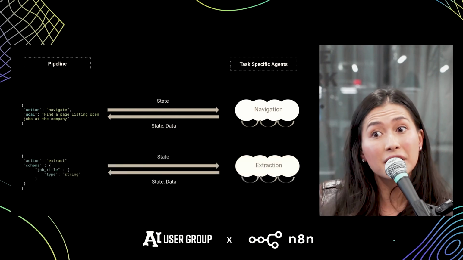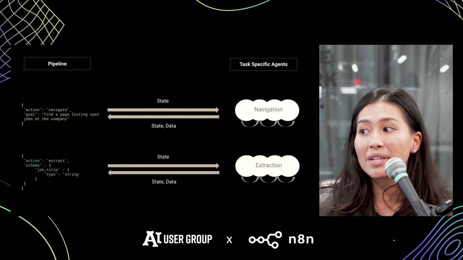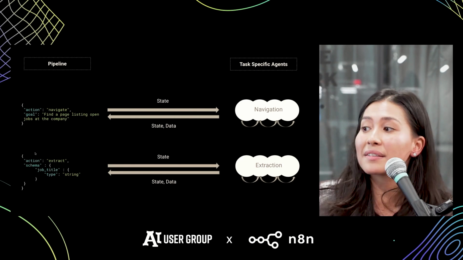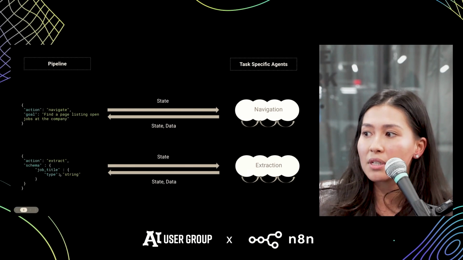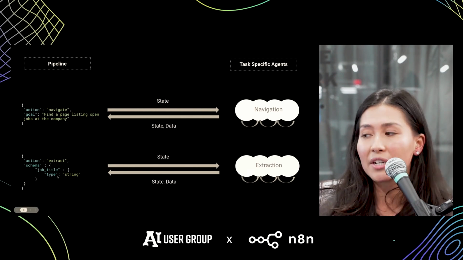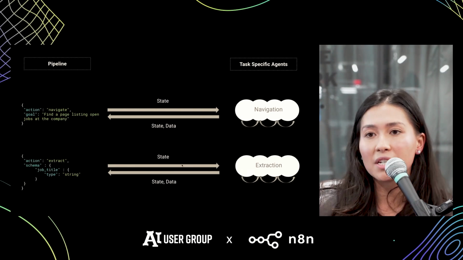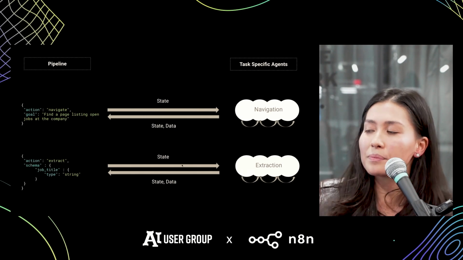We then pass that cleaned up markdown of the careers page to the next step in the pipeline, in this case, the extraction agent. The extraction agent will then try to extract the schema that has been described, in this case, how to pull the job title. And it will return the cleaned up data, in this case, the job title.